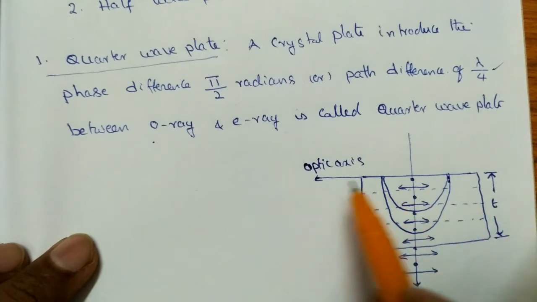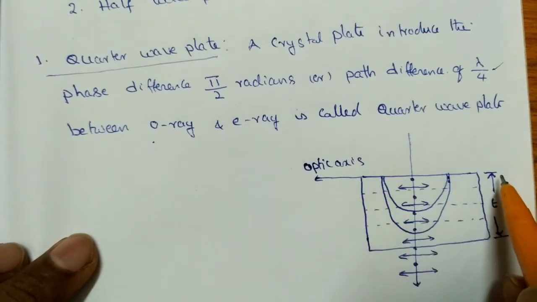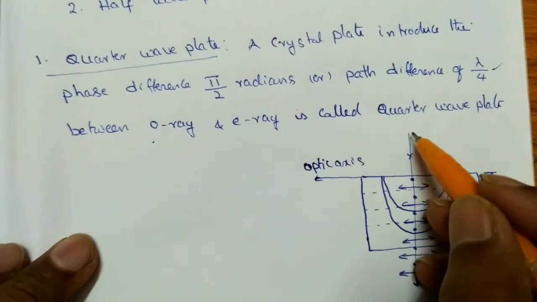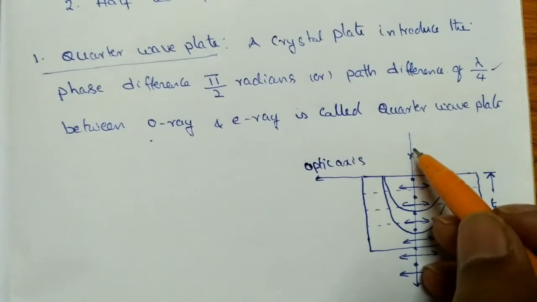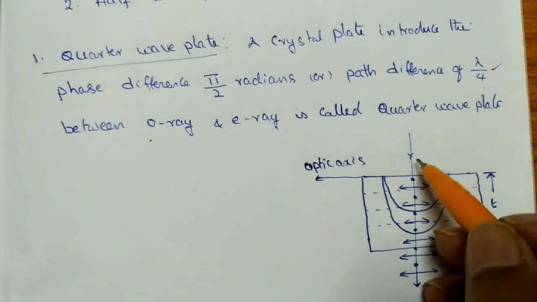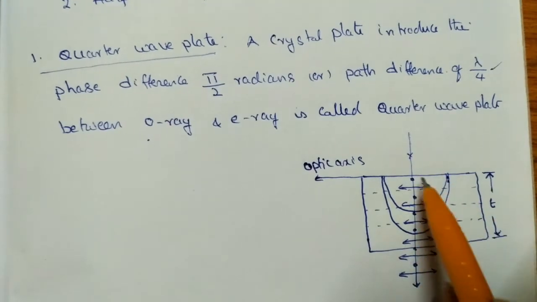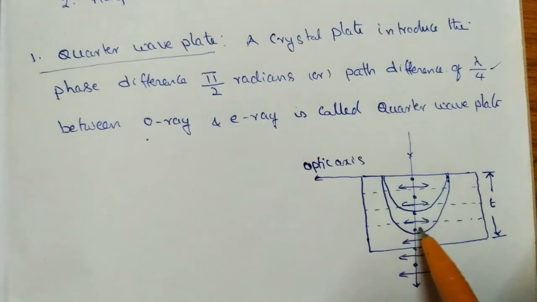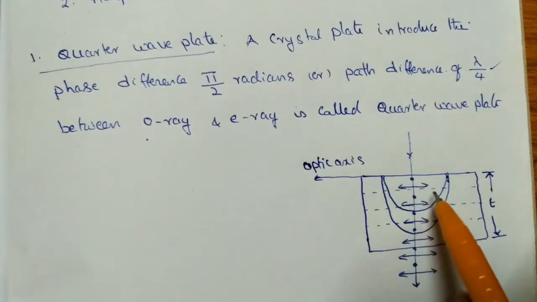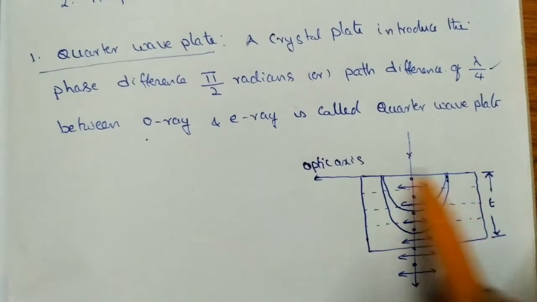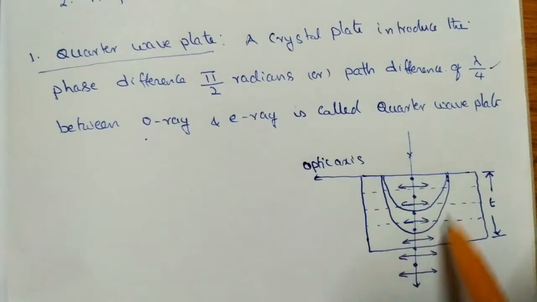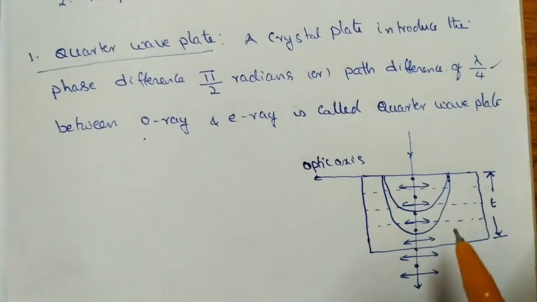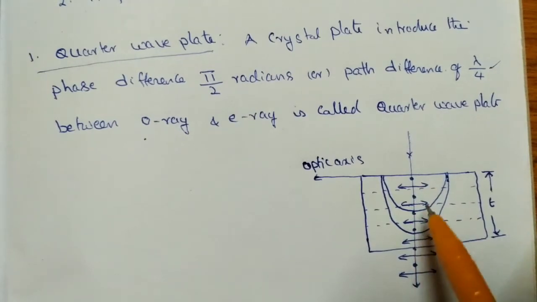Let us consider a calcite crystal cut parallel to its optic axis, and a polarized light incident on it, for example the output of a Nicol prism. Then the polarized light enters this crystal, and the O ray and E ray follow the same path. These dots and arrows represent the ordinary and extraordinary rays. So this is the O ray, this is the E ray, the extraordinary ray. Now I have to maintain the path difference as lambda by 4.